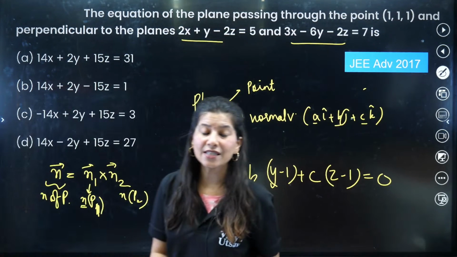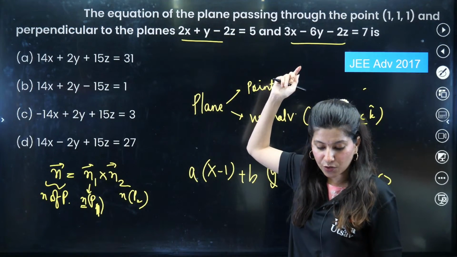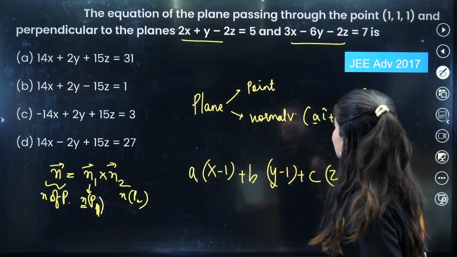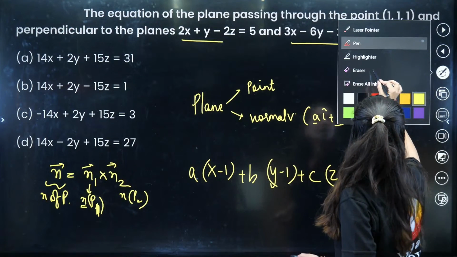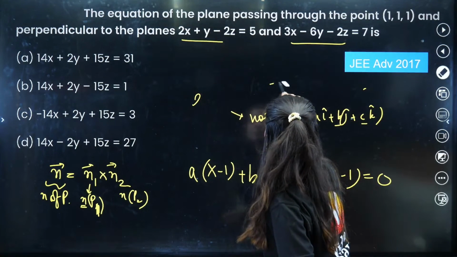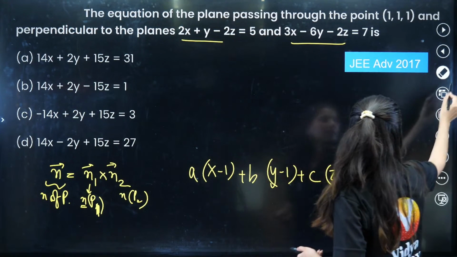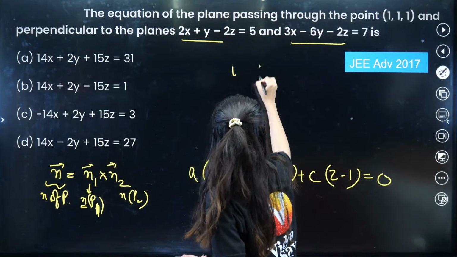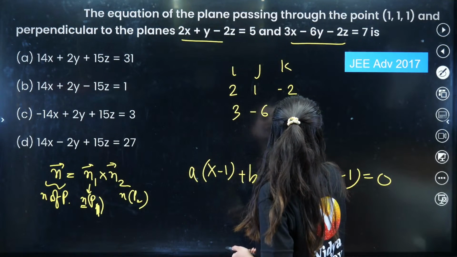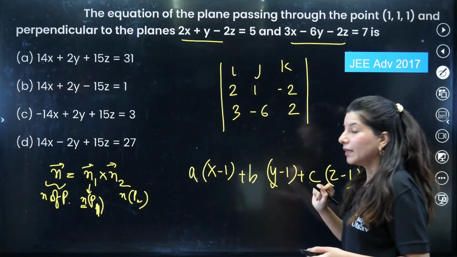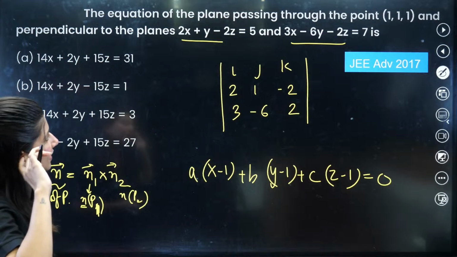Right? So if your plane is perpendicular to two given planes, to find the normal vector, you just have to take the cross product of these two. Okay? Cross product is actually not that difficult. Let us do the cross product. I, j, k, 2, 1, minus 2, 3, minus 6 and 2. Let us quickly do that. Values correct? 2, 1, minus 2, 3, minus 6 and minus 2.